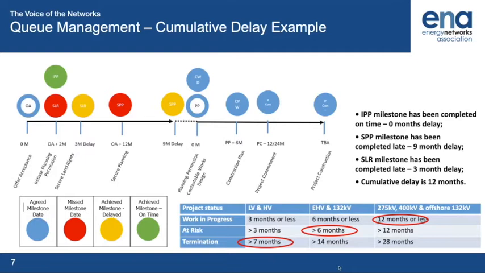Now, that would mean that if that project was LV or HV, it's project termination. If it was EHV and 132, it's greater than the 6 months, right? But it's not greater than the 14 months, because you've got the 6 for the work in progress and the 6 for the at risk. So I was going to say 12 is less than 14, which sounds daft, but you know what I mean. So it's in the at risk category. Now, as you go up to grid voltages, that's still classed as work in progress. But the key point to bear in mind is securing the planning permission was a 9-month delay. Securing the land rights was 3. Because they are separate and they accumulate, it's a cumulative delay of 12 months.